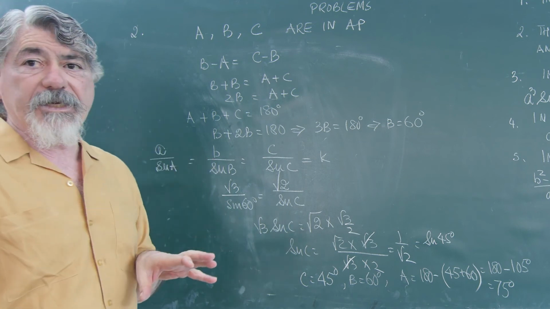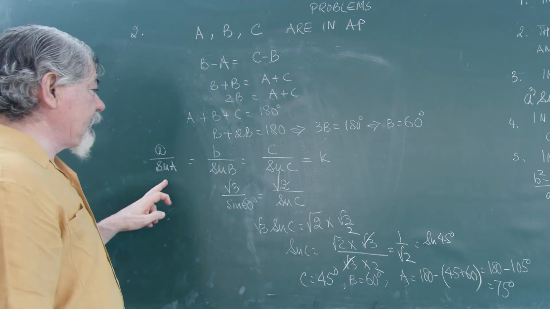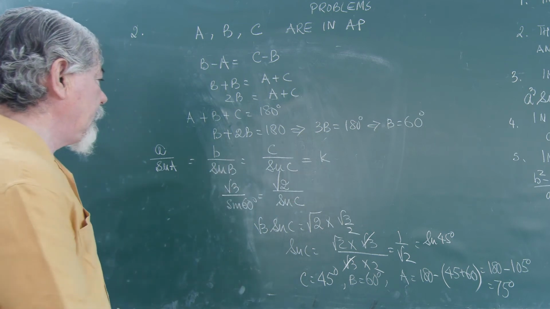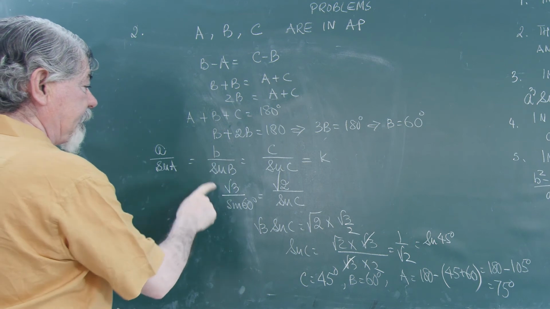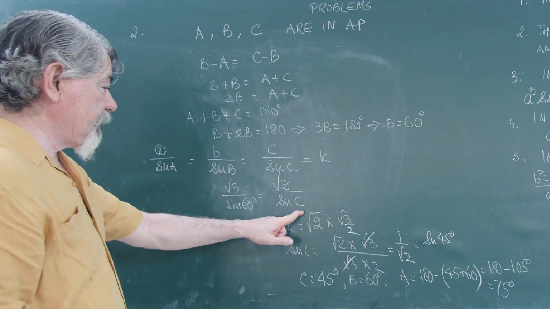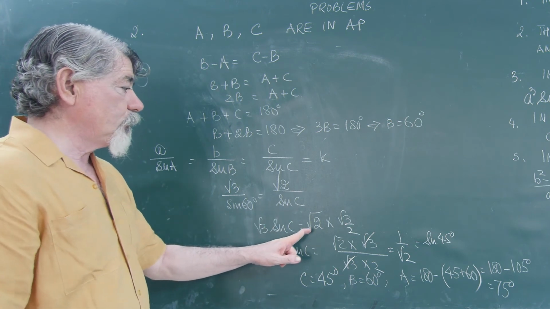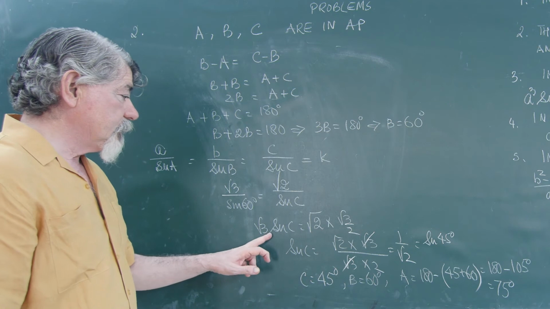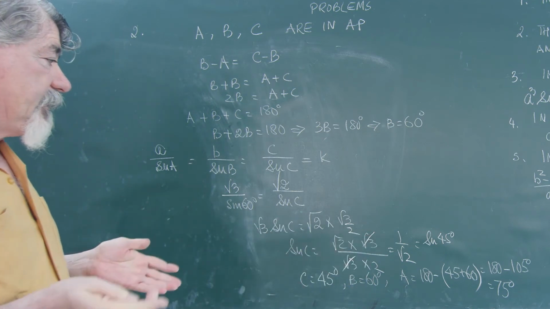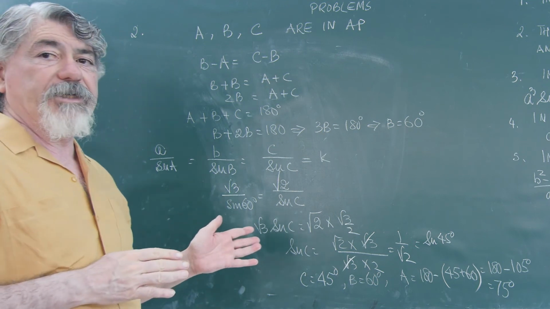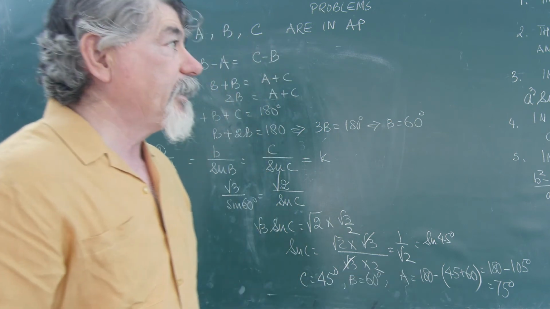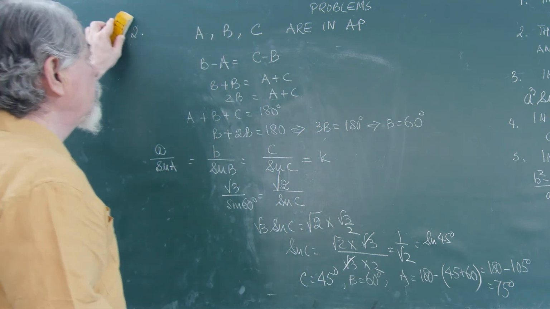Then I apply the sine law. That is a upon sine A is equal to b upon sine B is equal to c upon sine C is equal to K. I know the value of b, root 3 upon sine 60. The value of c is root 2 upon sine C. Root 3 sine C is equal to root 2 into root 3 upon 2. Sine C will come out to be 1 upon root 2, which is sine 45. Once I have got C as 45, I have already B value as 60. I can calculate A by subtracting it out of 180 degree. This is question number 2.